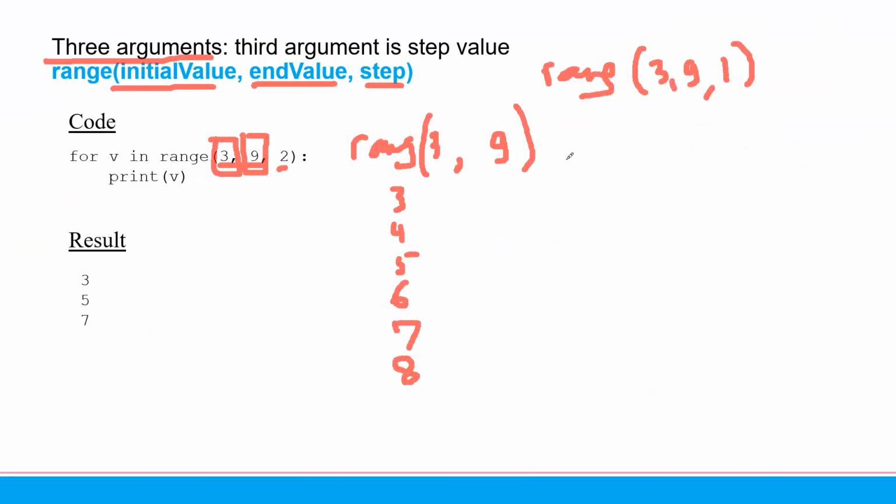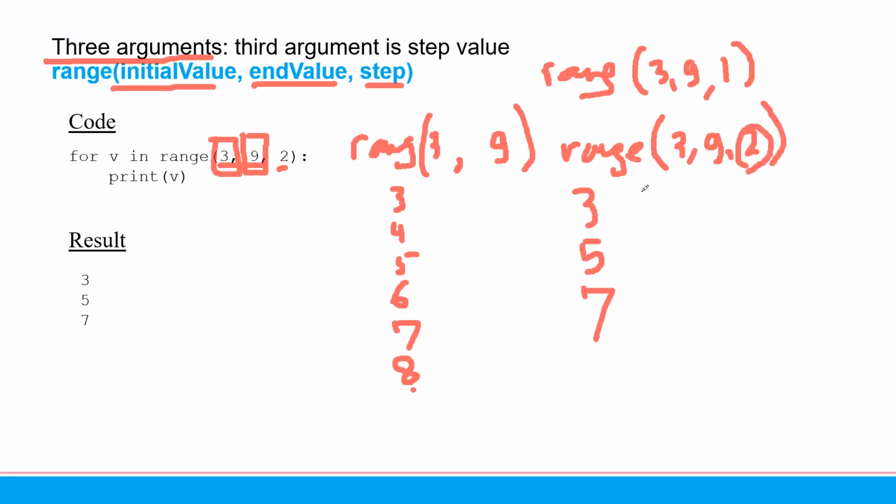But if we have range 3, 9, 2, it means we will do every 2 steps. So 3, and then what about 4? We will skip, and then we will go to 5. What about 6? We will skip, so we will go to 7. What about 8? We will skip, because the last one is 9 minus 1, which is 8. So we stop. So 2 means we will do every 2. So 3, and then 5, and then 7.